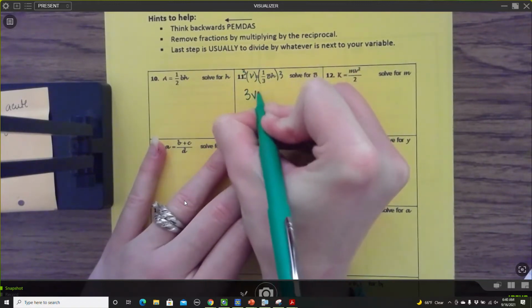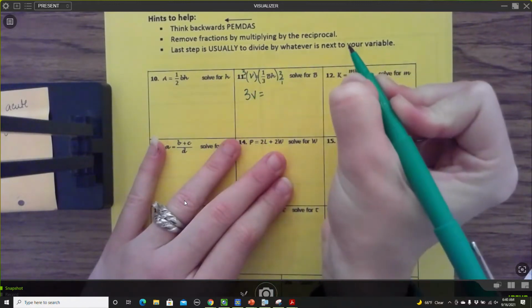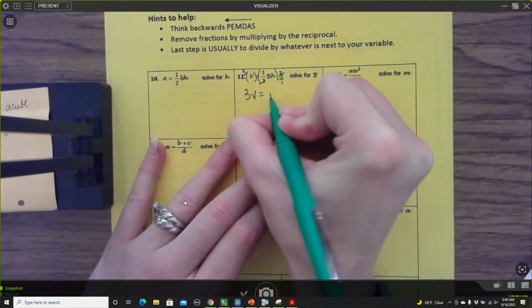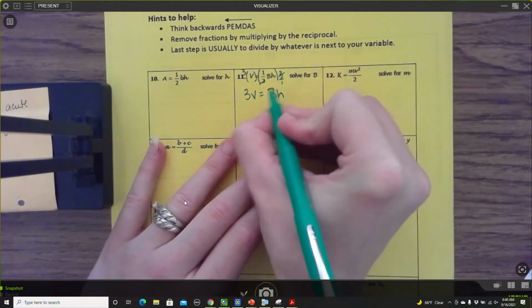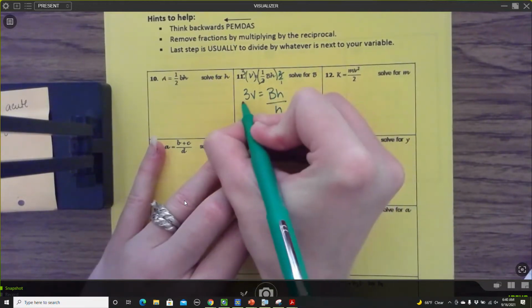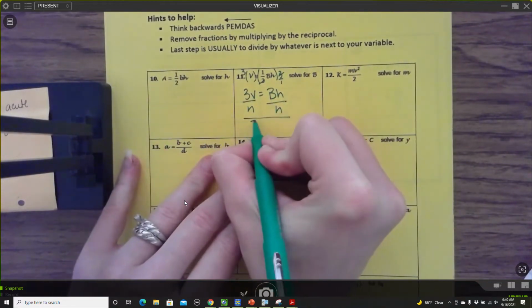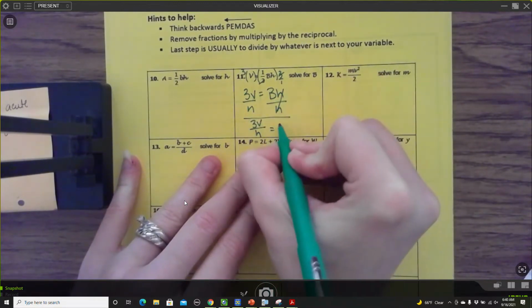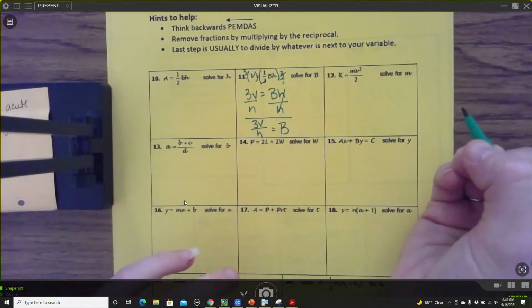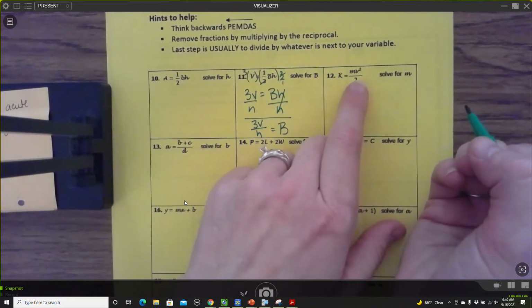So I have 3V. Again, 3 is just 3 over 1. So the 3's cancel, and I'm left with B times H. Get the H away from the B. It's being multiplied. So I would divide by H. So 3V divided by H. These H's cancel. B.